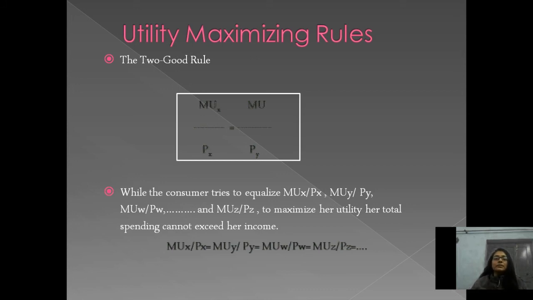When the equilibrium is achieved, the consumer is indifferent between these two goods, X and Y. Y is missing here, sorry. But if we assume there are two goods, X and Y, and the ratios are equal between the two goods, then the equilibrium condition is achieved. And for multiple goods, obviously, the equal sign must hold between all of the ratios. Okay.